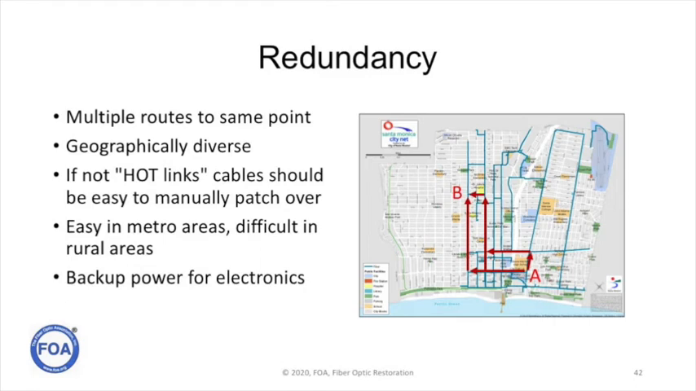Route diversity or redundancy is a normal part of planning a network. That's why, for example, people build loops around cities so the system can work in either direction. But even if you're running a network in a city point to point, like from point A to point B here, if you have multiple routes over fibers to the same point, you have a geographically diverse system.